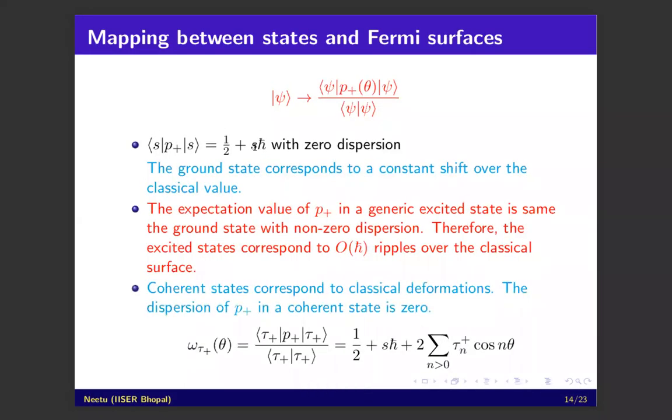Then we go to the coherent states. So this is how the expectation value looks. Again, there's this constant shift over the classical surface. Then there's this order 1 piece here. So this is a classical deformation, and even if we calculate the dispersion in this state, it turns out to be 0. So in that sense, we can call these states classical, and they correspond to some classical deformations over the initial classical configuration.